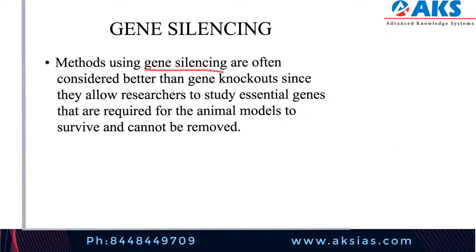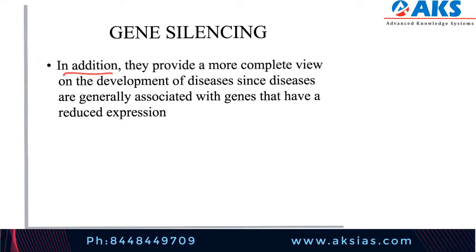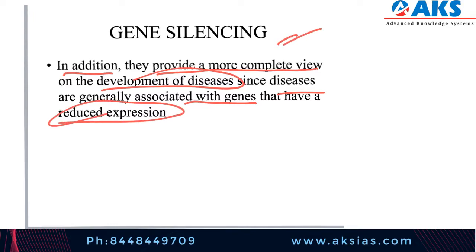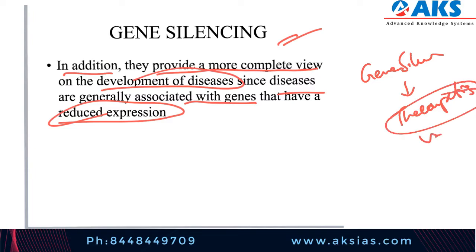Methods using gene silencing are often considered better than gene knockouts since they allow researchers to study essential genes that are required for animal models to survive and cannot be removed. In addition, they provide a more complete view of the development of the disease, since diseases are generally associated with genes that have a reduced expression. We have to understand that gene silencing can be used to create therapeutics. Therapeutics are vaccines, and if the expression is reduced, it can give better results.